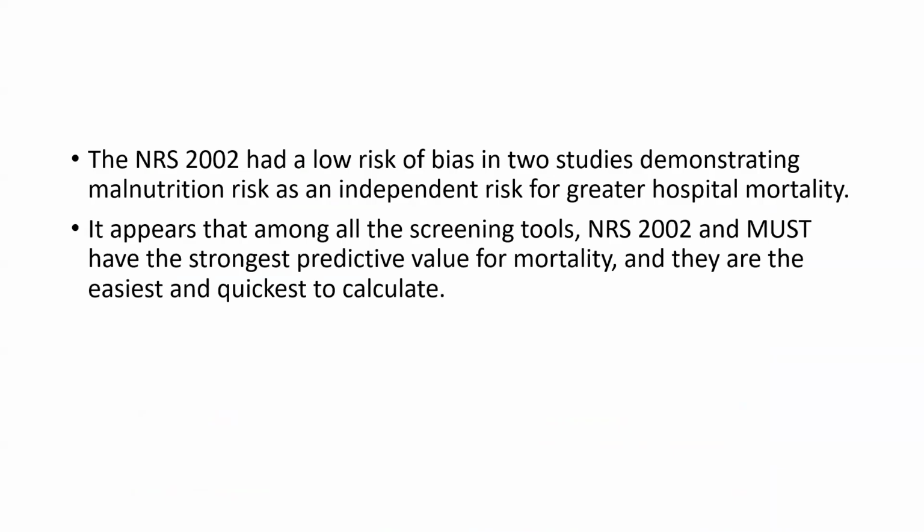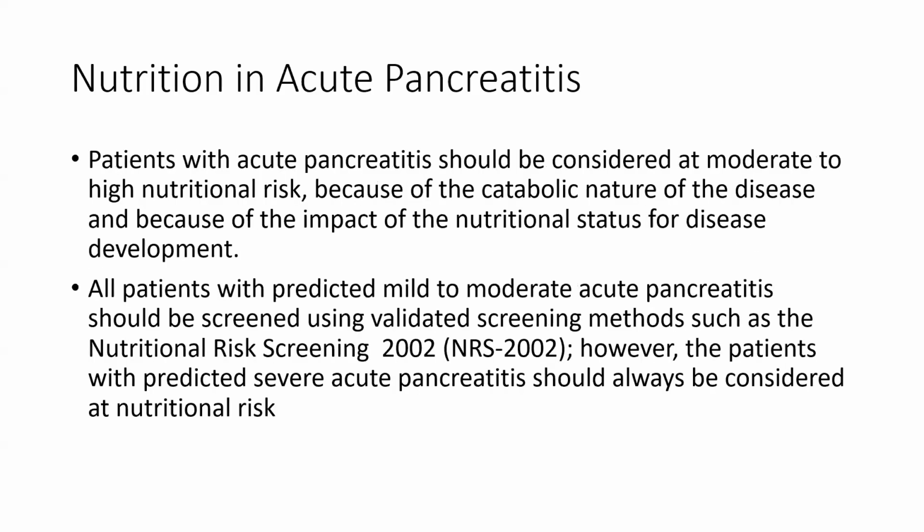The NRS 2002 had a low risk of bias in two studies demonstrating malnutrition risk as an independent risk factor for greater hospital mortality. It appears that among all the screening tools, NRS 2002 and MUST have the strongest predictive value for mortality, and they are the easiest and quickest to calculate.